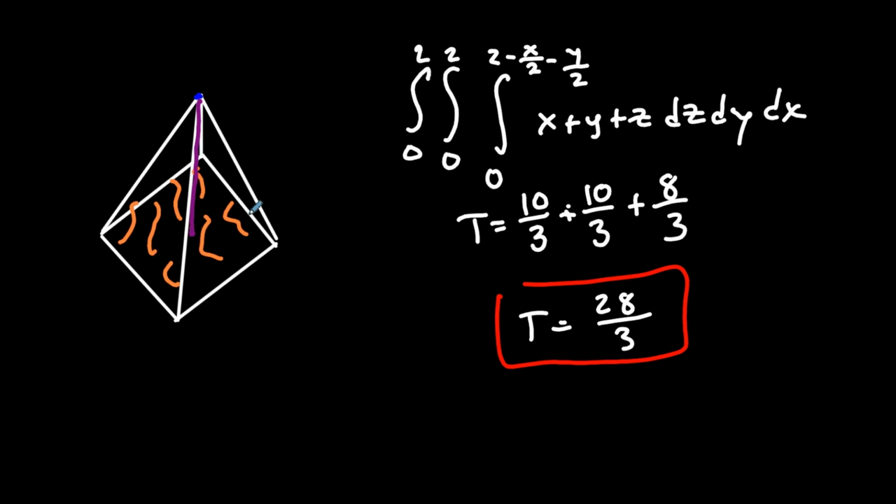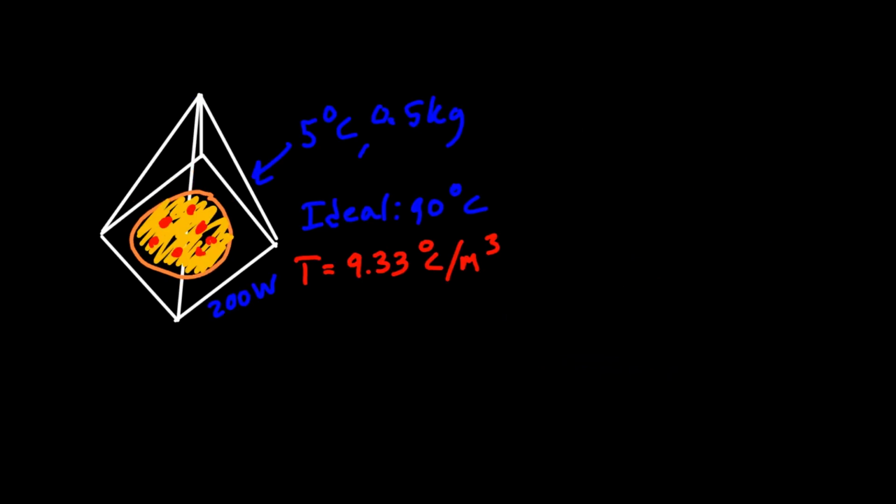Now, let's apply this in a more practical situation. Let's say we have a yummy pizza, and it is a frozen pizza, or it's a cold pizza. It weighs about 0.5 kilograms, and we want to see how long it'll take to cook this pizza in this specific oven. This oven is 200 watts, and our ideal temperature for it to be done is 90 degrees Celsius.